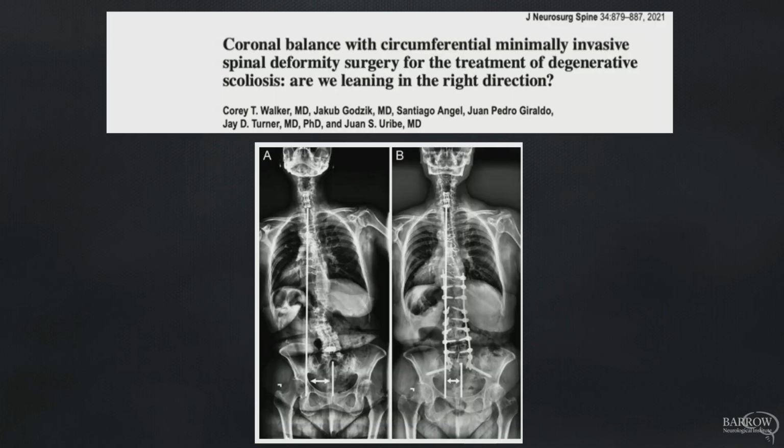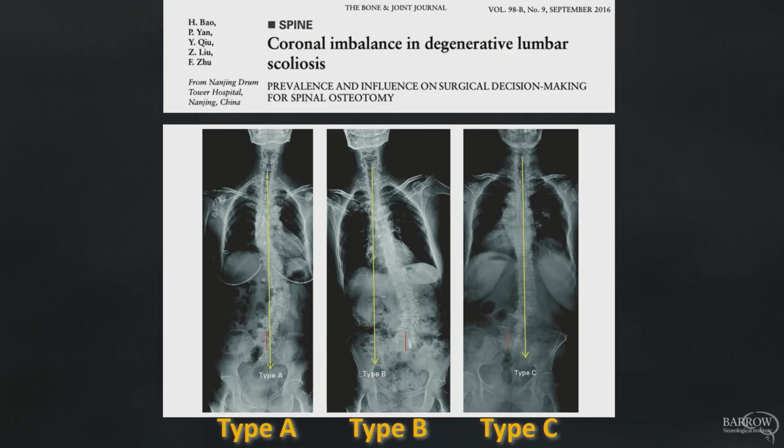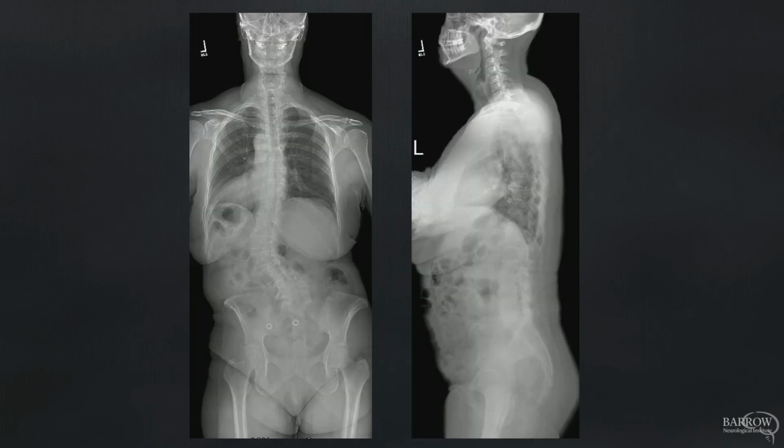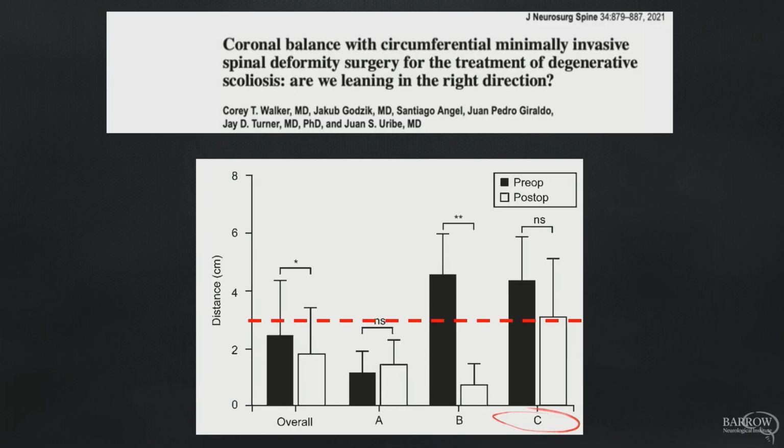This is a paper that Corey Walker and Jake Godzik put together from our experience at BNI, looking at CMIS for patients with coronal deformities, and really subdividing it into looking at the three main BAU categories, A, B, and C, and where we do well and where we do less well. And we see from this figure here, we did not do as well with the type Cs, with the mean still malaligned for those type Cs, where we're not getting them back to a good coronal global balance.